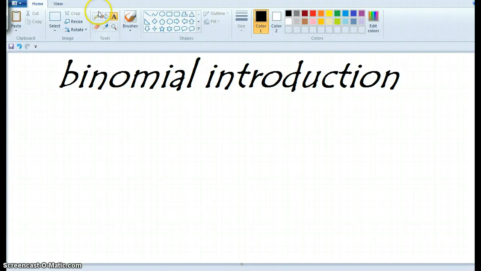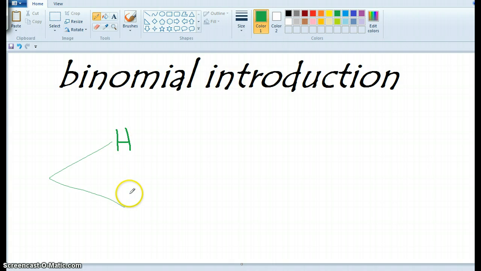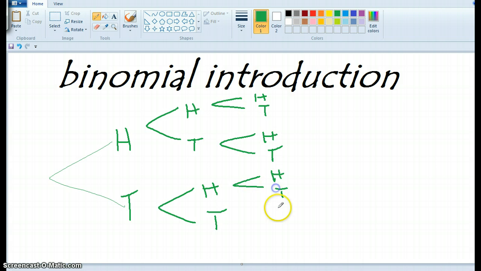Right, this is my introduction to binomial. We're going to toss a fair coin. So what are the two possible outcomes? Heads or tails. Toss it again. Heads, tails, heads, tails. Toss it again. Heads, tails, heads, tails, heads, tails, and heads, tails.